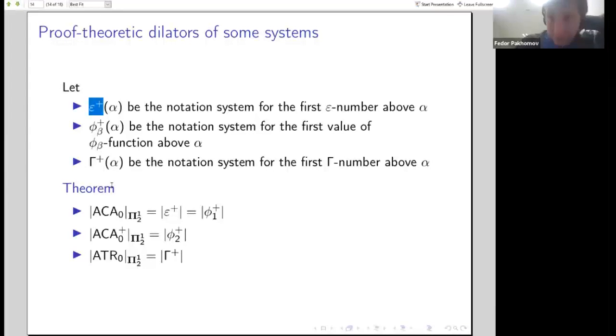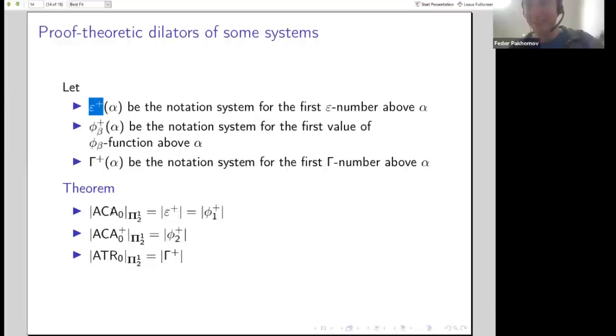Okay, but here we are able to characterize various standard systems as operators on ordinals. So ACA0, not surprisingly, corresponds to the operator epsilon plus. Basically it could be done by standard techniques, and in fact our analysis starts with this as a starting point.